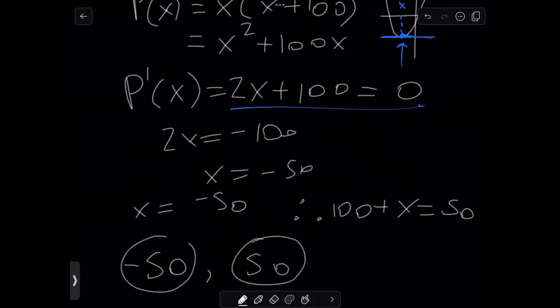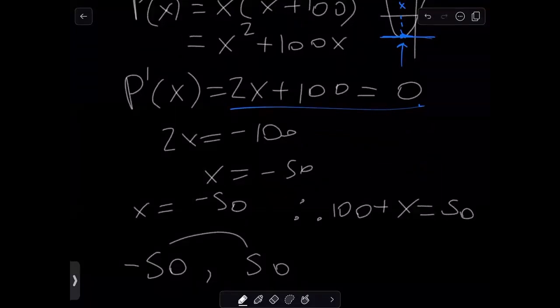Okay, take 50 minus minus 50, you'll get a difference of 100. And when you multiply them by each other, they will have the minimum product. Okay, so their product will be a minimum. So that's how you handle this example. That's how easy it is.